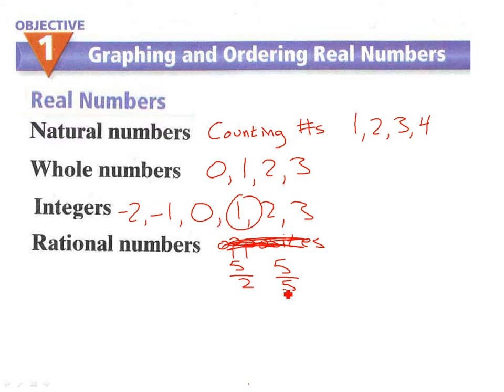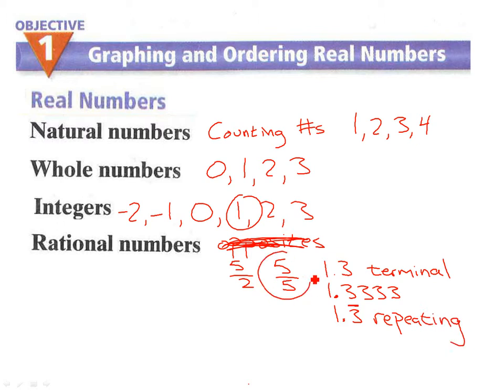And to be a rational number, you either have to write it as a fraction, or if it's a decimal, it either needs to stop, like 1.3, or it needs to repeat forever, like 1.33333. We can write that as 1.3 with a little bar over the top, 1.3 repeating. We call this terminal, and we call this repeating decimals. So if you're a fraction, a terminal, or a repeating decimal, you're a rational number.